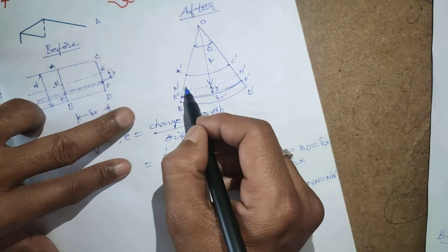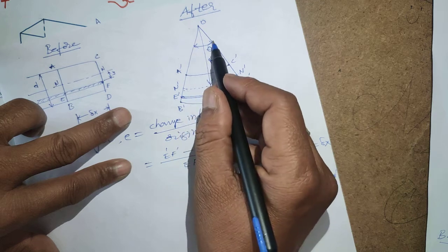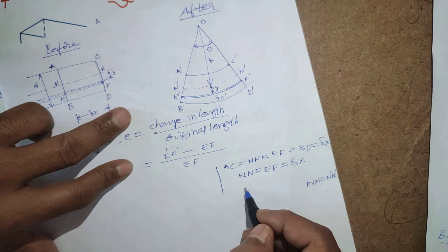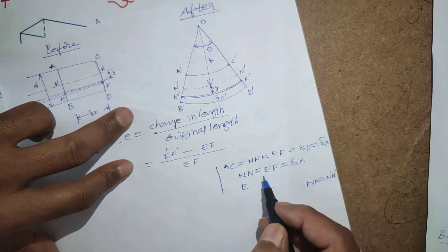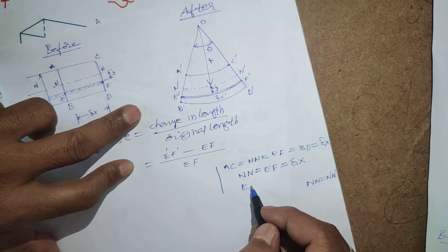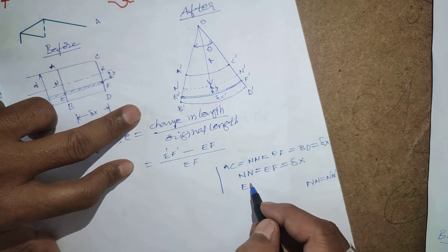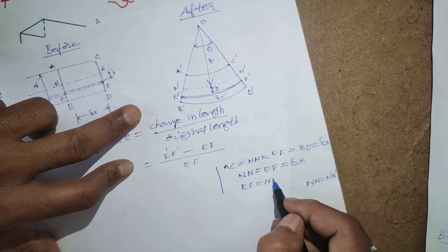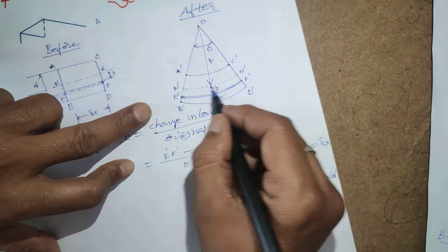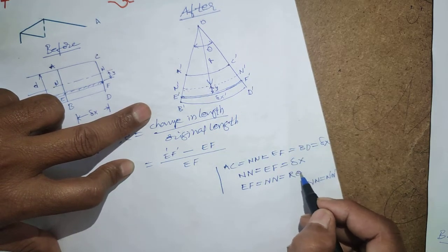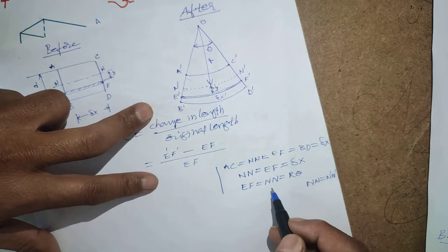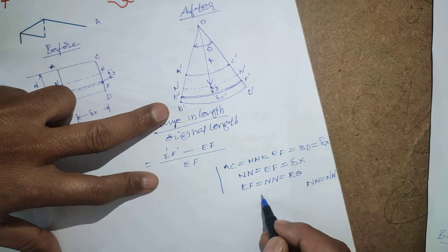So this is the sector with angle theta and radius R. You know that EF is equivalent to N, which is equivalent to R into theta. So finally you can say EF is equivalent to R theta.